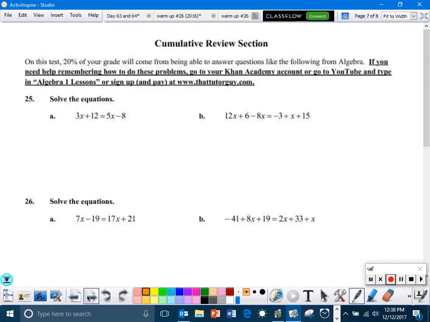All right, now the cumulative review section. Again, this is 20% of your grade. So the first part, we're going to do a little bit of solving. All right, here we go.